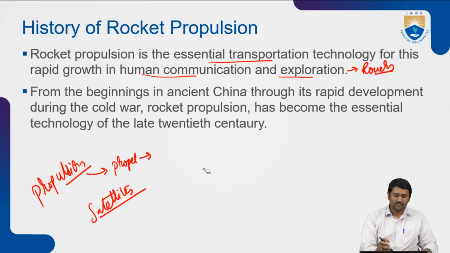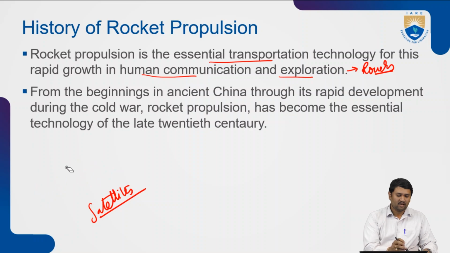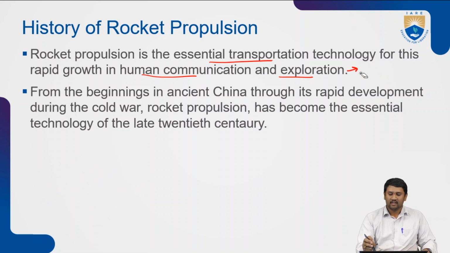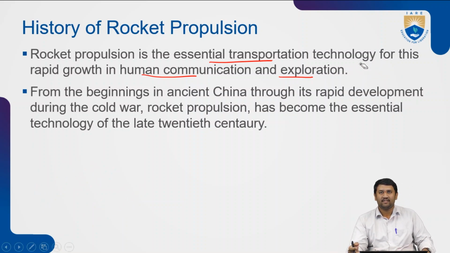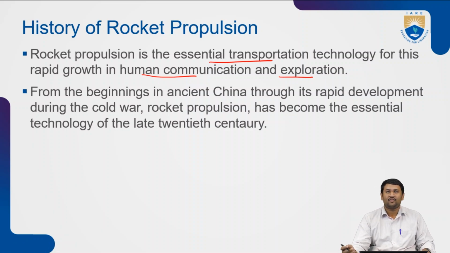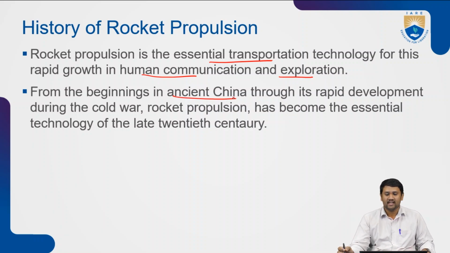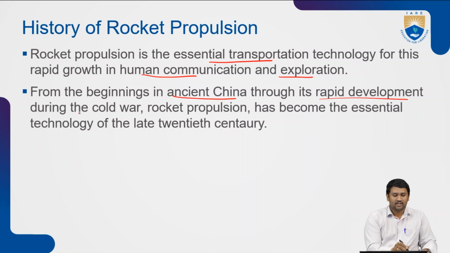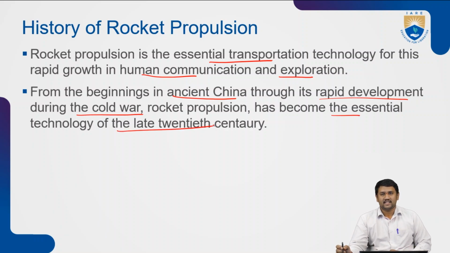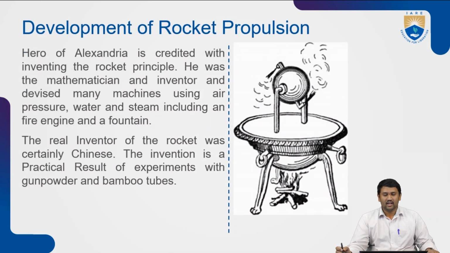If you are going for the history of rocket propulsion, the first documented evidence of using the principle of rocket propulsion begins from ancient China, right? But it was rapidly developed during the war, particularly the Cold War, and it became an essential technology for the late 20th century. Now, let us understand in what way rocket propulsion has been developed.